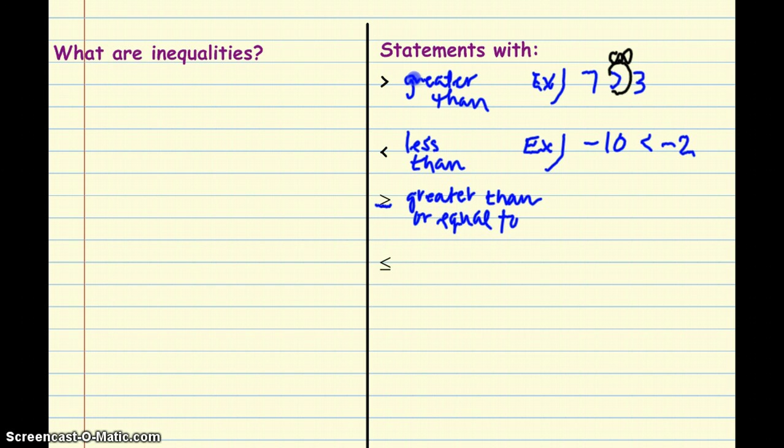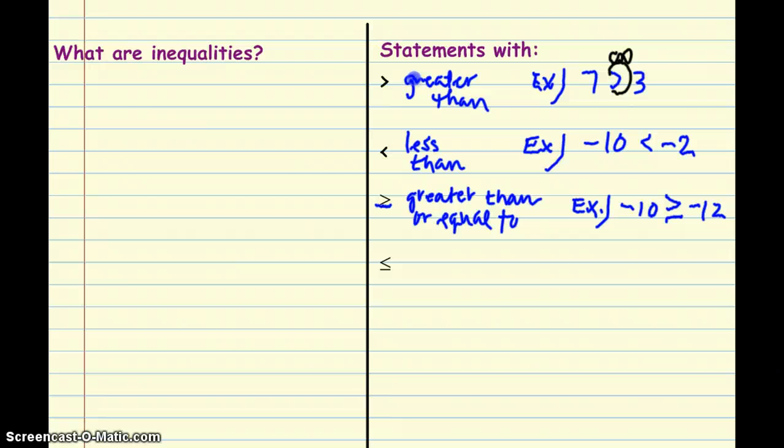That means either can be true. The first number can be greater than the second number, or they can be equal to. So for an example here, I'll stick with negative 10. Negative 10 is greater than or equal to negative 12. Or we could have put negative 10 is greater than or equal to negative 10. The true part would be the negative 10s.